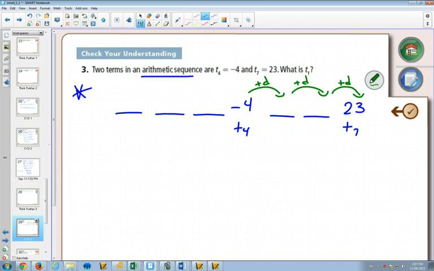What we can do is we can take this picture that we just wrote and make an equation. Because basically what we're saying is if you start with -4 and you add d 3 times, what are you going to get? If I start with -4 and I add d 3 times, I'm going to get 23.